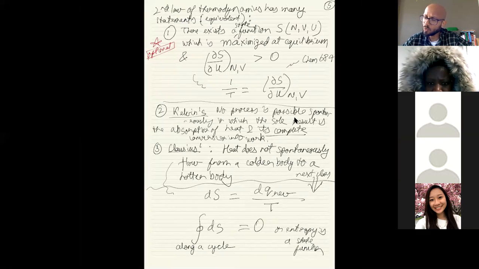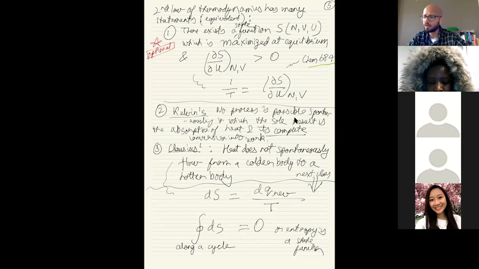The most mathematical form of second law of thermodynamics, which I did not really do in this semester, is that there exists a state function S whose natural variables are n, V, and U, which is maximized. But this is Chem 684. We are going to ignore this optional form. Let's go to Kelvin's statement.